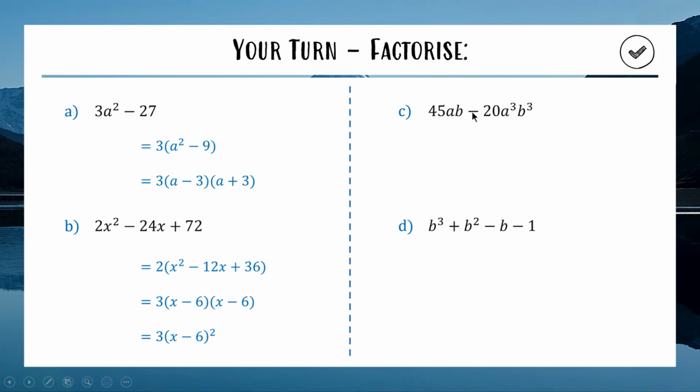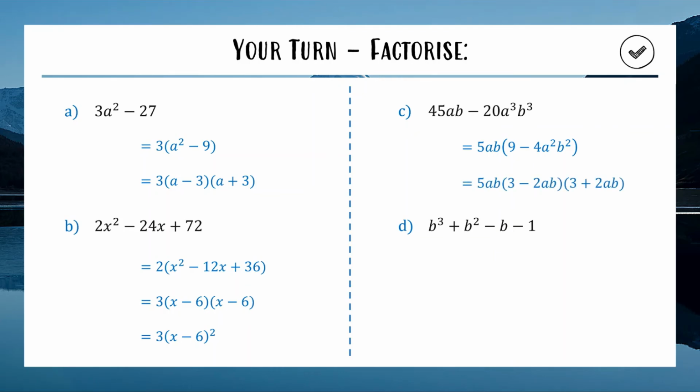Okay, question C, we've got two terms and we've got a minus, so we're thinking, could it be a difference of two squares? 45 and 20 aren't square numbers, but they have a common factor of 5. We also have a common factor of AB. So we're going to factor 5AB out the front, leaving us with 9, take away 4a squared b squared. This inside the bracket here is a difference of two squares, so we can factorize as 3 minus 2ab and 3 plus 2ab, fully factorized.